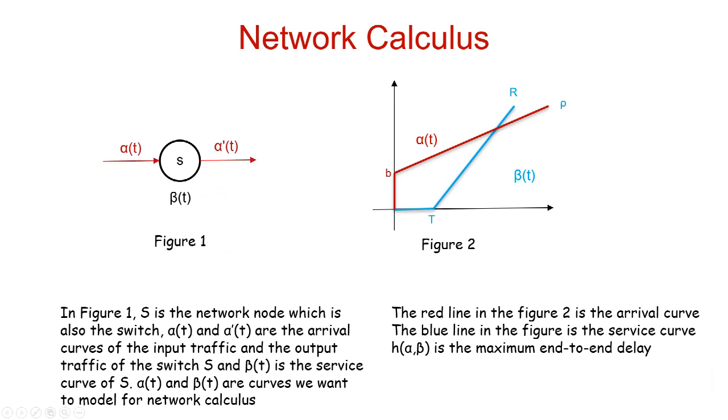Alpha T and alpha prime T are the arrival curves of the input traffic and the output traffic of the switch S, respectively. Beta T is the service curve of S. Alpha T and beta T are curves we want to create. These are the curves used for network calculus latency analysis. The red line in Figure 2 is the arrival curve and the blue line in the figure is the service curve. The maximum end-to-end delay is the maximum horizontal gap between two lines which is H alpha beta.